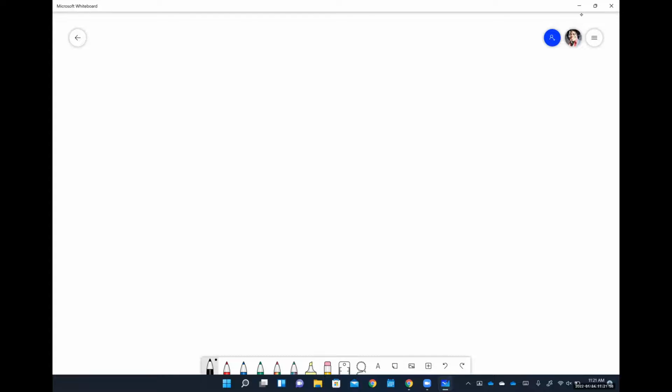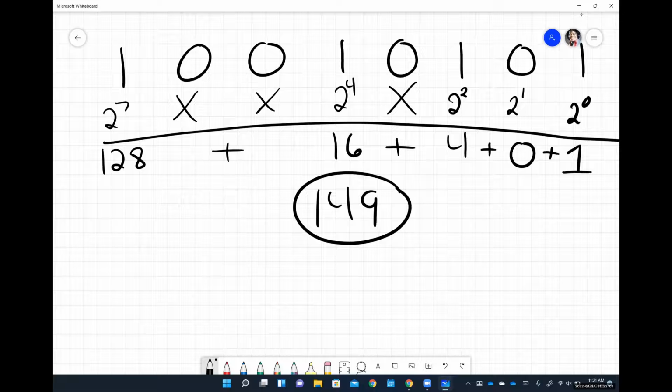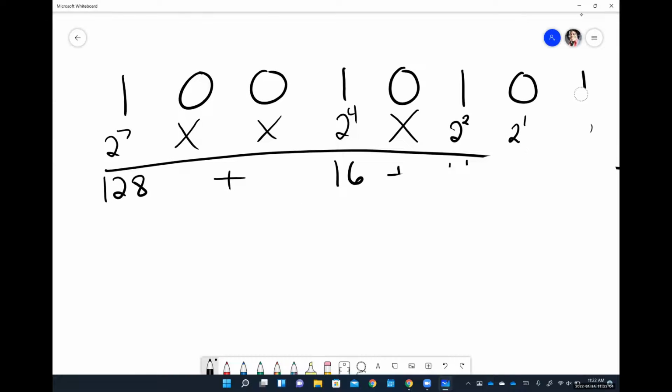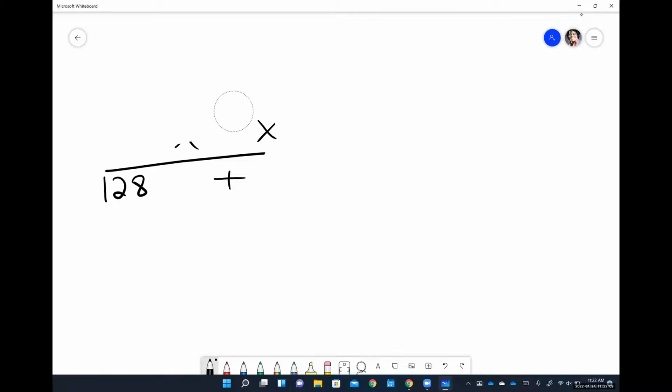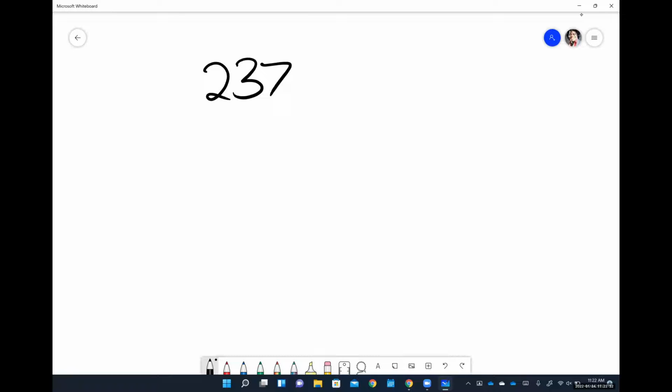How do we go from decimal to binary? One thing I didn't tell you: if you have a byte, 8 bits, the maximum number is 255. The minimum number is 0, right? So it's always going to be within that range, 0 to 255. So if I give you this number, 237, how would we go from 237 down to binary?